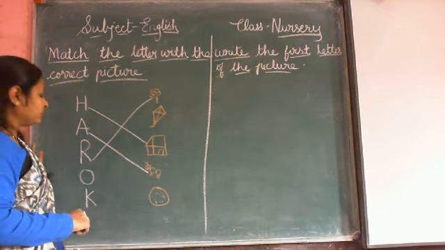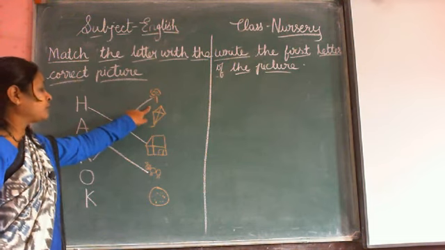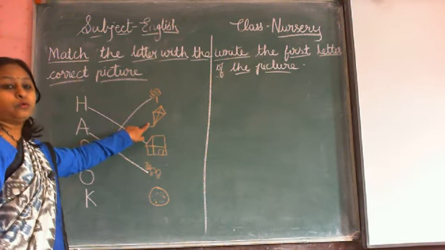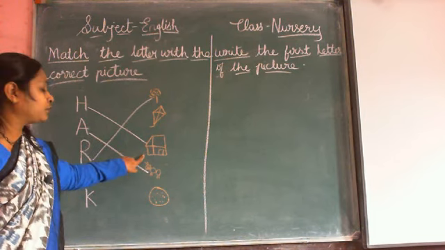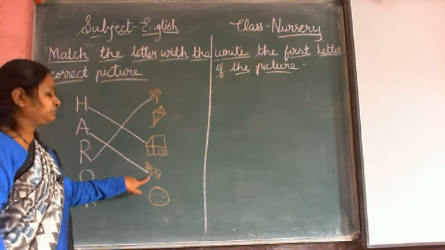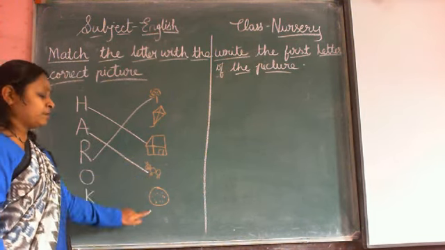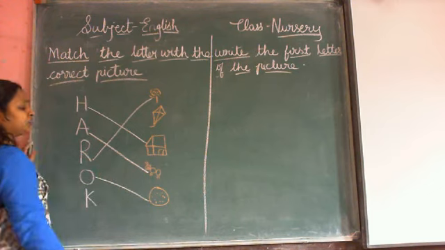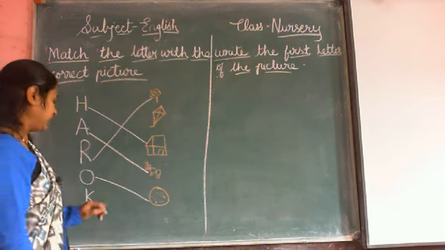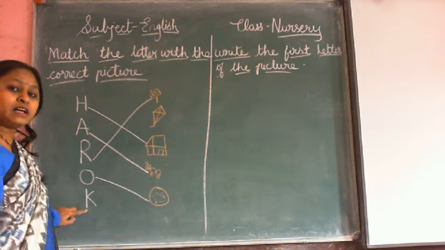Now look at the next letter. Which letter is this? O. O for rose? No. O for kite? No. O for house? No. O for ant? No. O for orange? Yes. O for orange. So let us match O with orange. Look at the last letter.